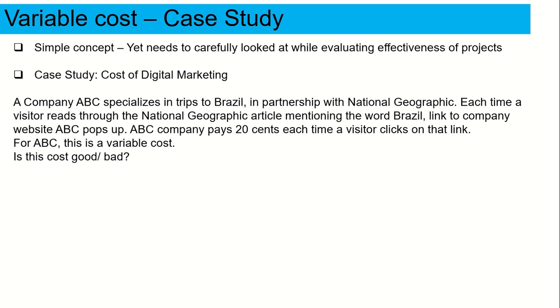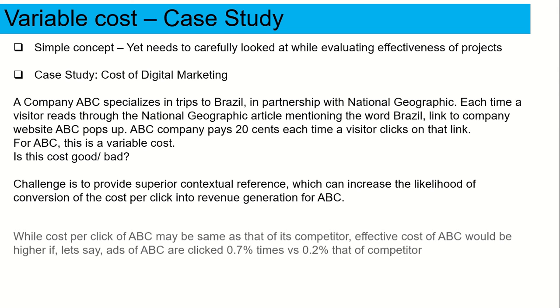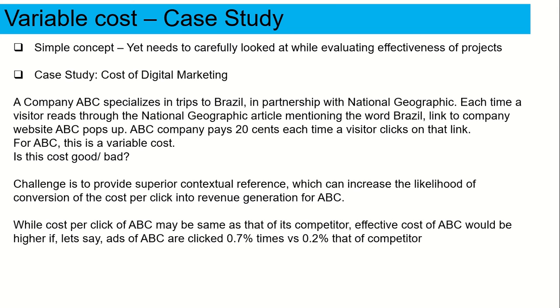Now, is this variable cost good or bad? The challenge here is to provide superior contextual reference, which can increase the likelihood of conversion of the cost per click into the revenue generation for ABC. While cost per click for ABC may be the same as that of its competitor, effective cost of ABC would be higher if, let's say, ads of ABC are clicked 0.7% times versus 0.2% that of the competitor, which means the conversion ratio in case of ABC is lesser than that of its competitor.